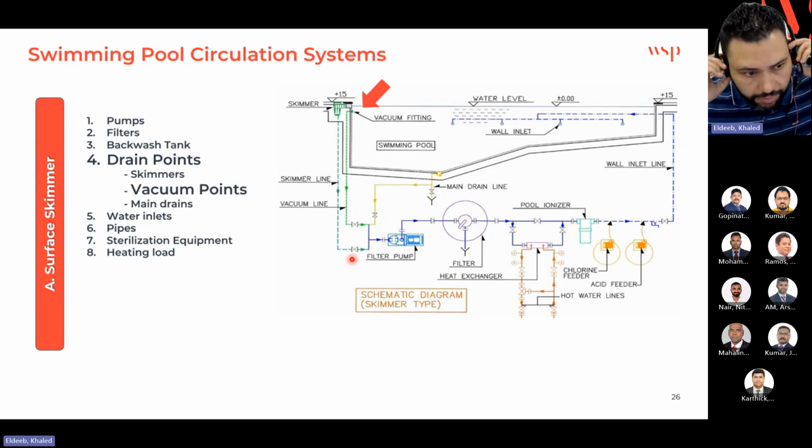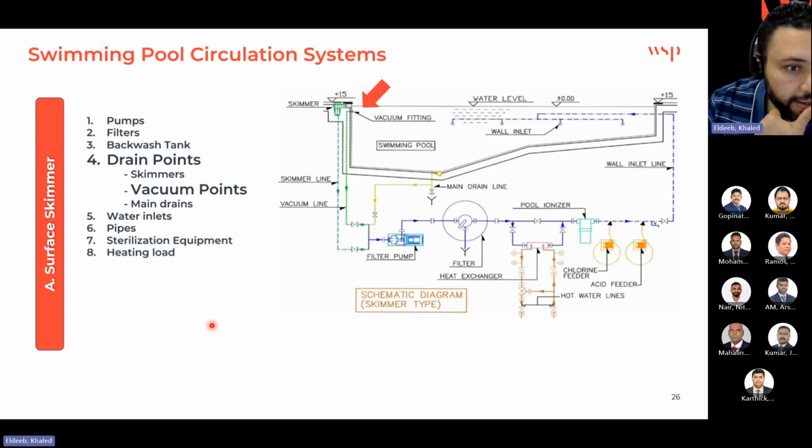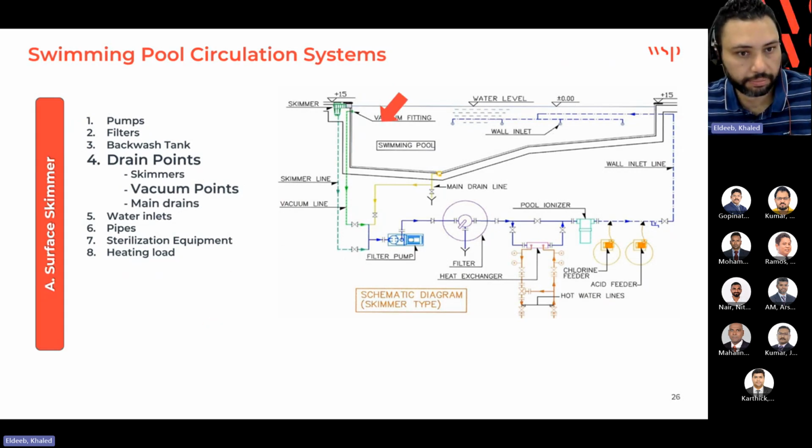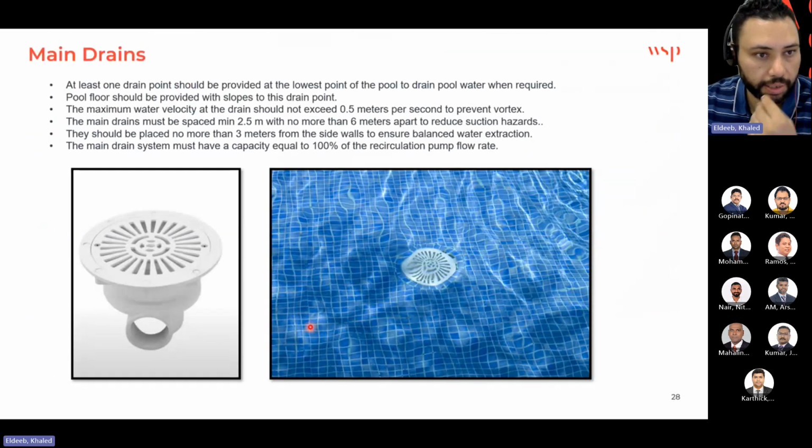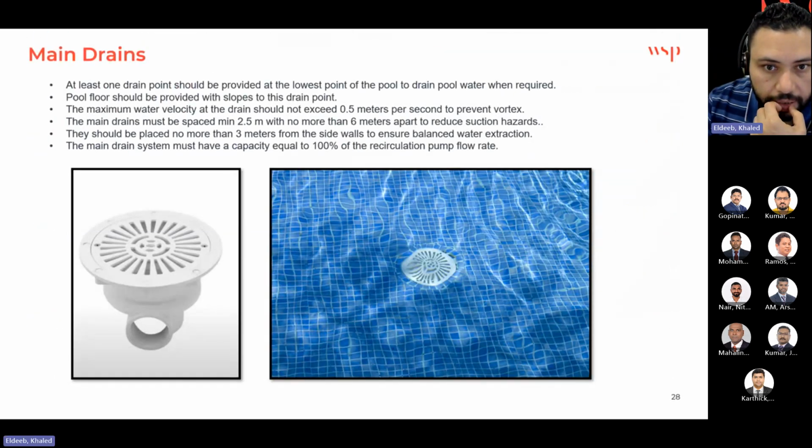Okay. After the vacuum, we have the main drain. How to calculate the main drain? Main drains are the main suction outlet located at the deepest part of the swimming pool. They play a crucial role in water circulation, debris removal, and preventing stagnation.